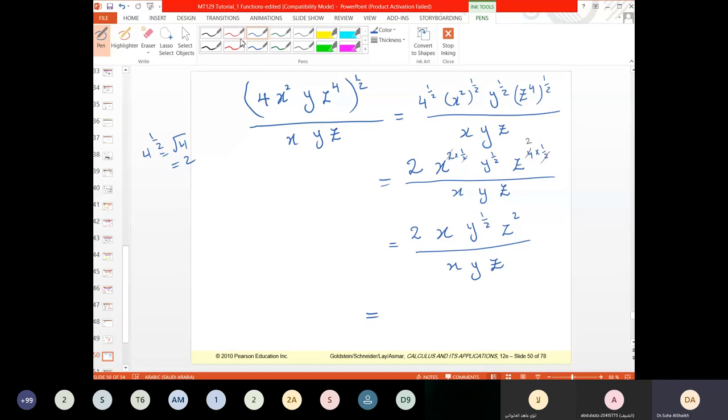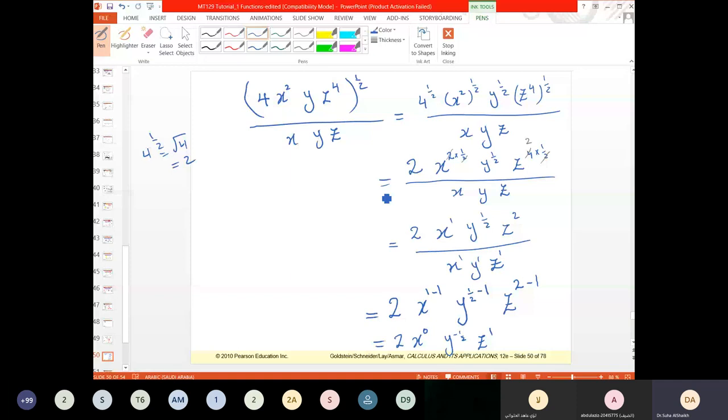Now we start combining whatever is the same. 2 is a constant. Here I have x to the power 1 and here I have x to the power 1. So this will be x to the power 1 minus 1. It's not division, we subtract the power. For y, I have y to the power half and this is y to the power 1, so y to the power half minus 1. For z, I have z to the power 2 and down there z to the power 1, so I subtract 1 here. We do the subtraction. This is 2 x to the power 0, y to the power minus half, z to the power 1.